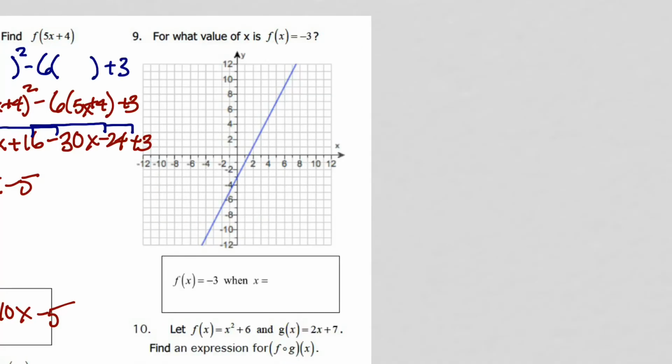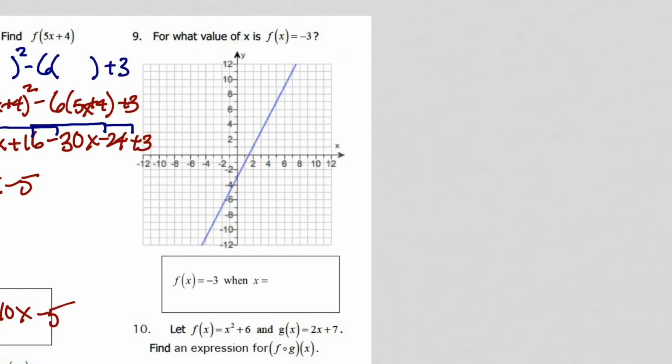Now, in problem number 9, we're supposed to find the input value that produces the output value of negative 3. Remember, that whole collection of symbols is an output. So it says the output is negative 3, and find the x that produces that output. So look at the graph here. Locate yourself on the output, the vertical axis at negative 3. Remember, the vertical axis is the outputs. So here we are at negative 3.